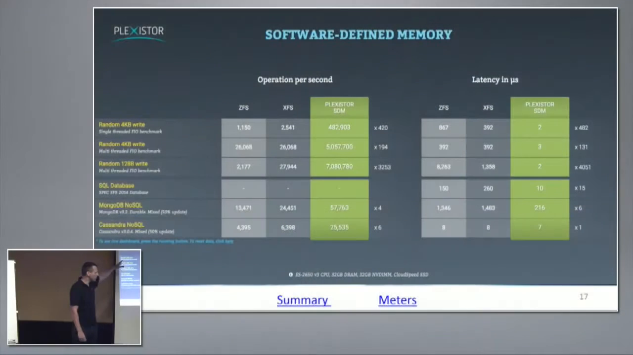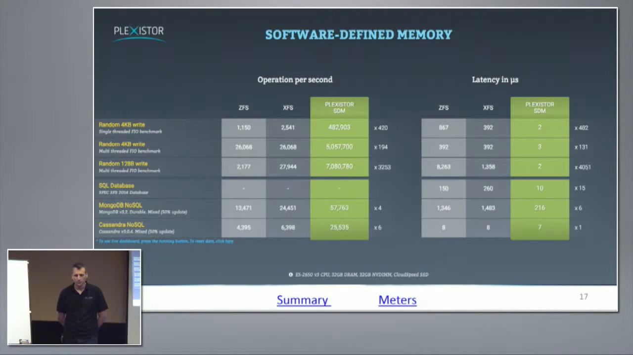So just going through this, the first three are FIO benchmarks, so synthetic benchmarks, again from the application, with the context switch, with the VFS, with all the other layers as well, to hardware persistency and back. The first benchmark is basically a single thread. So you can see you can get almost 500,000 file system accesses, 4 kilobyte, totally random.